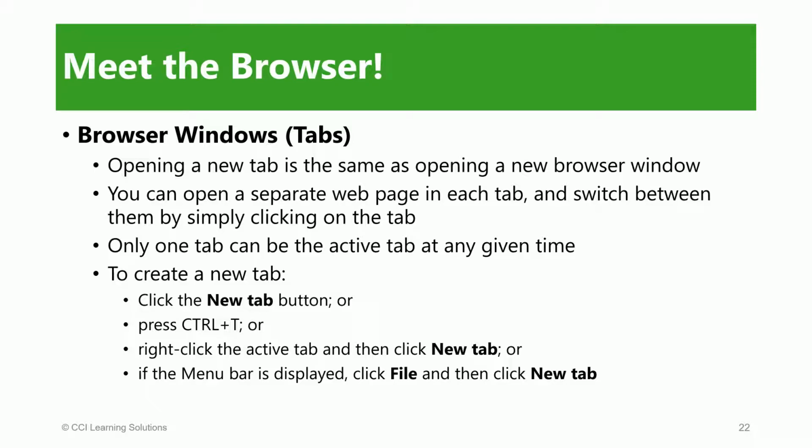Opening a new tab is the same as opening a new browser window. You can open a separate web page in each tab and switch between them by simply clicking on the tab. Only one tab can be the active tab at any given time. To create a new tab, click the new tab button or press Ctrl T, or right click the active tab and then click new tab, or if the menu bar is displayed, click file and then click new tab.